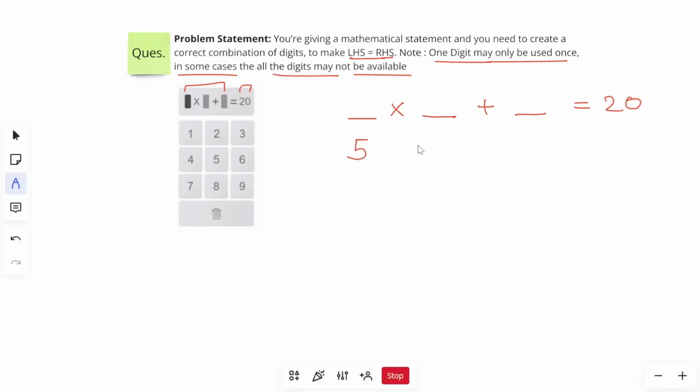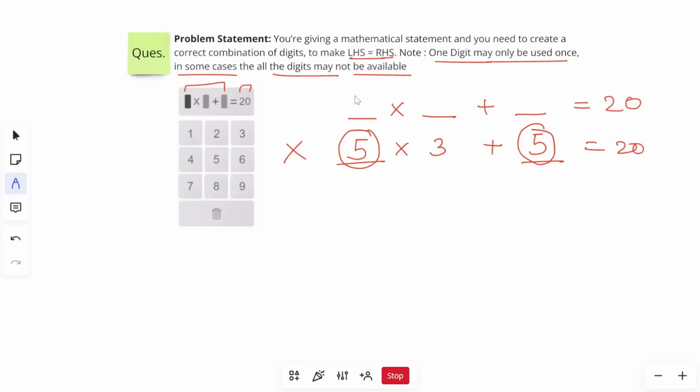One possible way of solving this is 5 into 3 is 15. 15 plus 5 is 20. Now you might think that this is correct and select it, but this is wrong. Why? Because we are already told a condition that one digit should be used only once, and we are using 5 twice in this case. That is why this is a wrong one. Now let's see what can be the correct one.